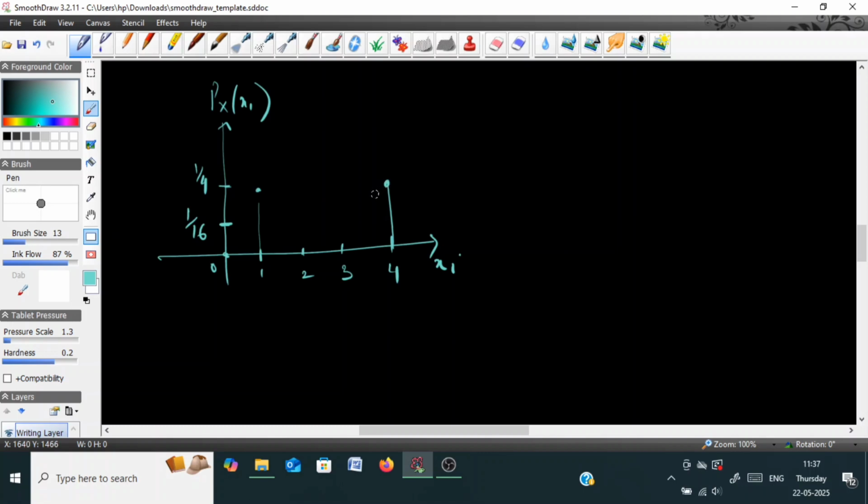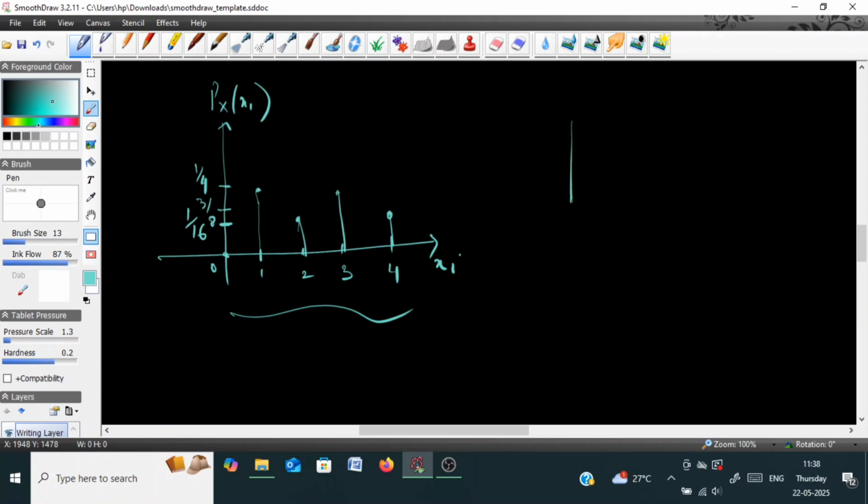Okay, the probability of getting 0 and 4 is the same, which is 1 by 16. The probability of getting 1 and 3 is the same, which is 1 by 4, and the probability of getting 2 is 3 by 8. This is the PDF. Okay, these are the probabilities.